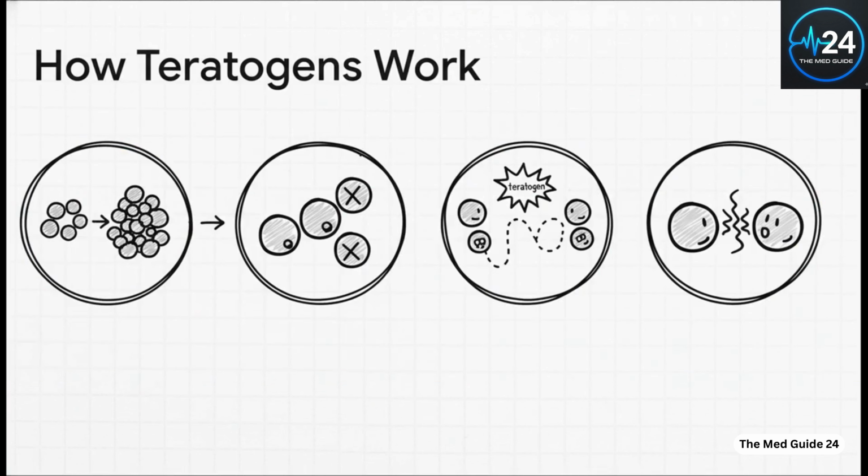So, on a cellular level, what are these teratogens actually doing? Well, they can get in there and mess with the most basic processes. They might slow down or even stop cells from multiplying. They could cause too many cells to die off, or they could prevent cells from moving to where they're supposed to go. They can even disrupt how cells talk to each other.